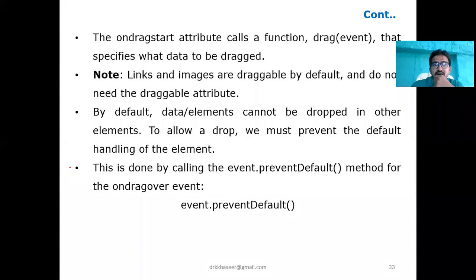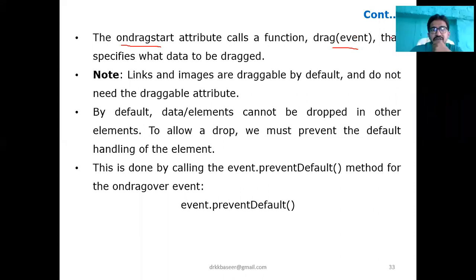Now the ondragstart attribute calls a function. See here, I have just now said it, dragstart. So ondragstart is an attribute that calls a function, ondragstart equal to drag(event). What type of event we need to do will be discussed here. Now links and images are draggable by default and don't need the draggable attribute. So for images and links, there is no need to specify in the tag draggable equal to true.